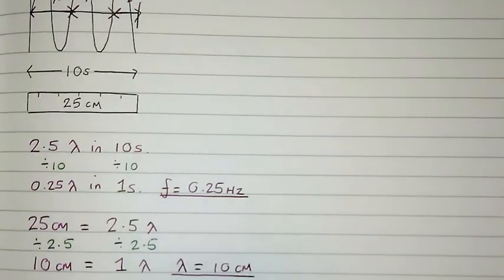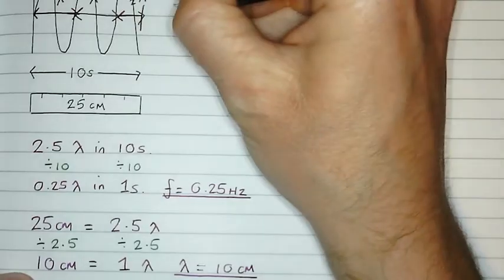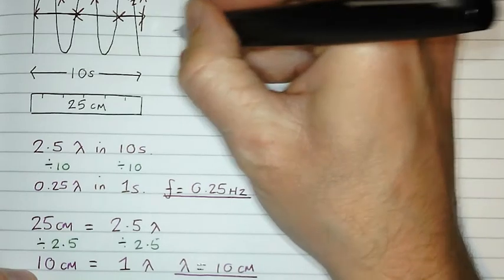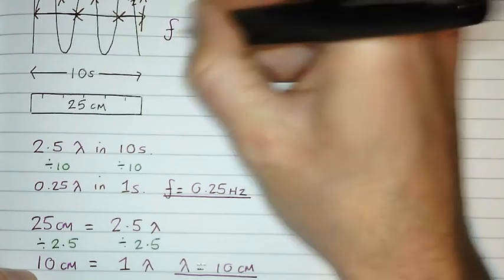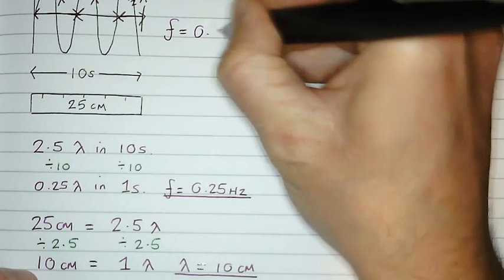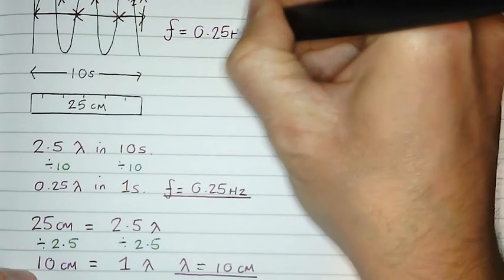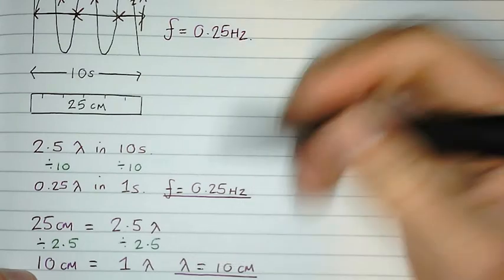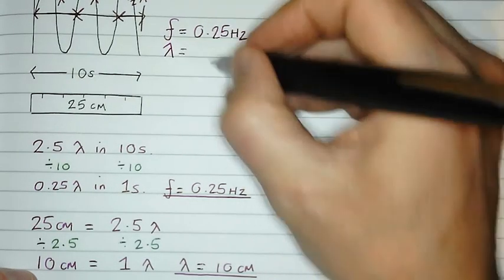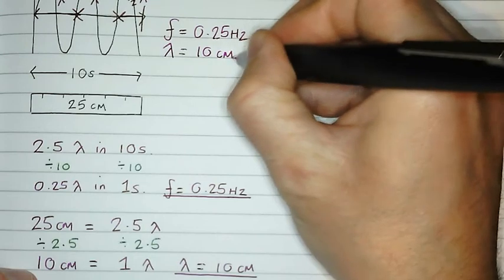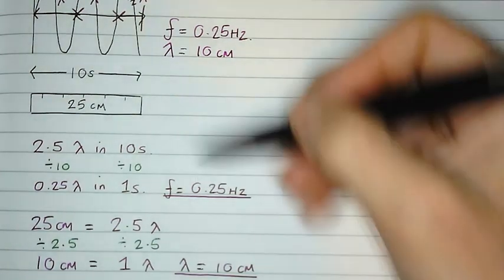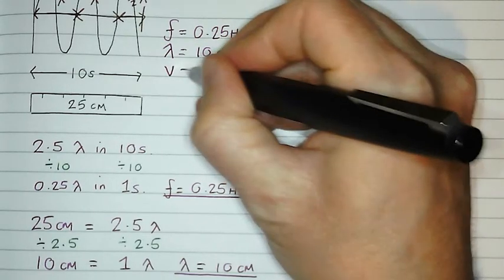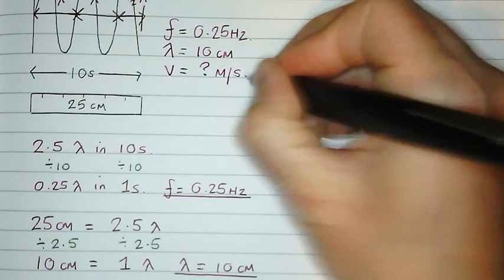So we've got 2 pieces of information now, the frequency and the wavelength, which we can use to calculate our wave speed. So let's take it all the way back up here and let's write down what we know. So we know that the frequency equals 0.25 hertz. We know that the wavelength equals 10 centimeters, and we are trying to find the wave speed. So we don't know what that is, but we do know it's going to be in meters per second.